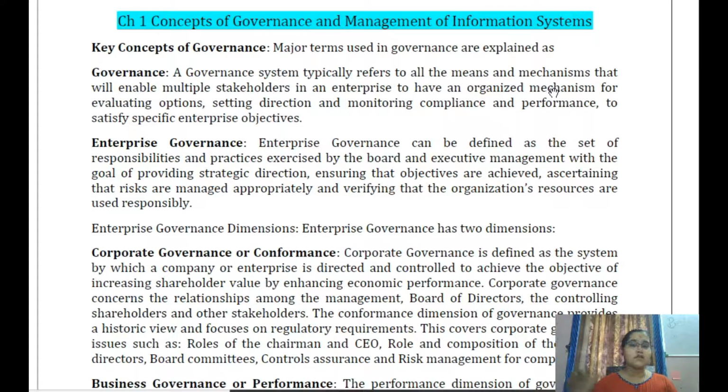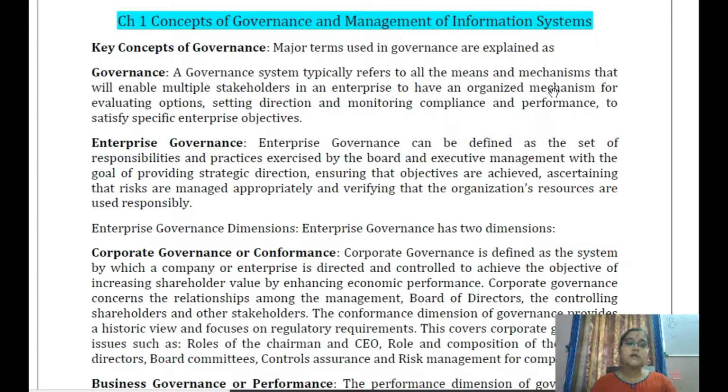It has in itself all the required means and mechanisms that will enable the multiple stakeholders of an enterprise. Stakeholders of the enterprise include the shareholders, board of directors, any person who is affected by the enterprise is a stakeholder. They have to have an organized mechanism. What will these mechanisms give to the stakeholder? They will enable the stakeholder to have an organized mechanism.